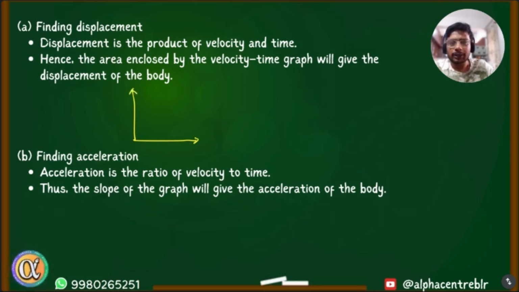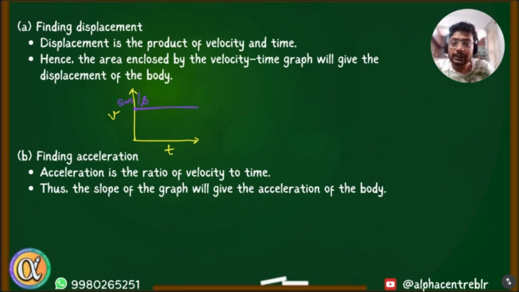Suppose a body is moving at a uniform speed. Then the velocity time graph, as I showed in the first example today, is a horizontal line, and this horizontal line goes like this. You agree with me? 5 meters per second. So this is for uniform motion, right?